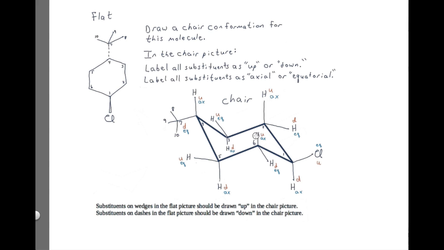So how can you check if your chair picture is correct? Well, make sure that you've numbered both of your pictures. Make sure that you have the same clockwise or counterclockwise arrangement of the numbers in both your flat picture and your chair picture. Here the numbers are arranged counterclockwise, so here my numbers are arranged counterclockwise. Make sure that you follow this rule. All the wedges in the flat picture become up in the chair, and all the dashes in the flat become down in the chair. That's a good way to check whether your chair picture is correct.